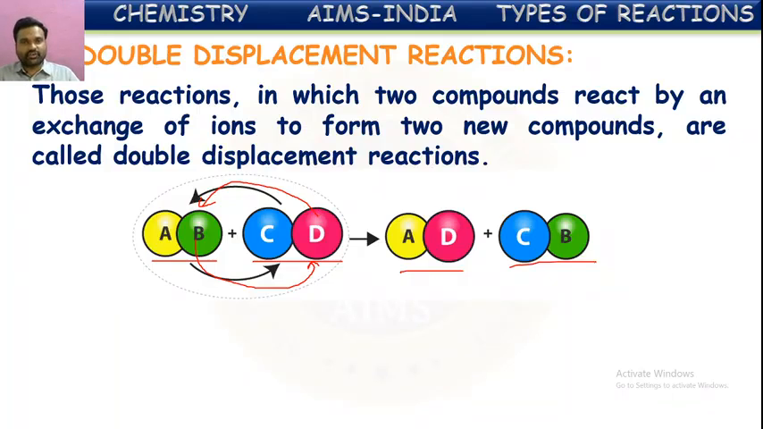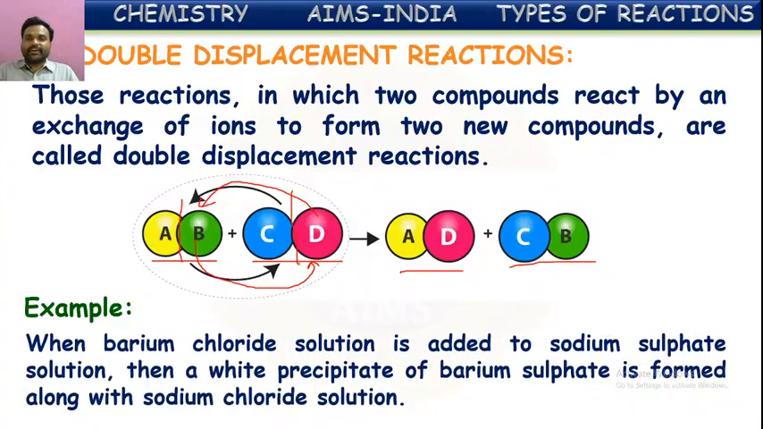This type of reactions are called double displacement reactions, and these are also called double decomposition reactions, because first AB is decomposing and CD is also decomposing, and they are forming new compounds. So these are also called double decomposition reactions or double displacement reactions. For example, when barium chloride solution is added to sodium sulfate solution, then a white precipitate of barium sulfate is formed along with sodium chloride solution.